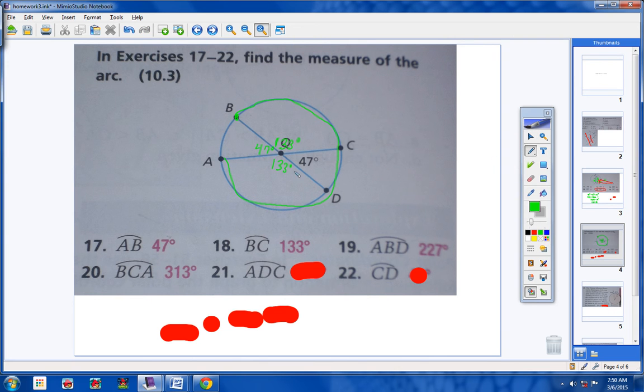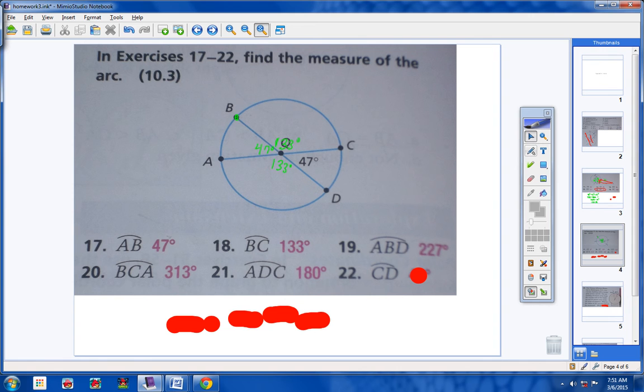Alright, number 21, arc ADC. Let's see, A, then D, then C. Well, the endpoints are right on a diameter. And so what we have is a semicircle. See that? So anytime you have a semicircle, you know the arc is half a circle. So it's 180 degrees. Alright?